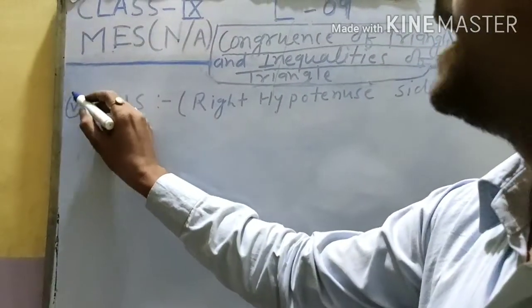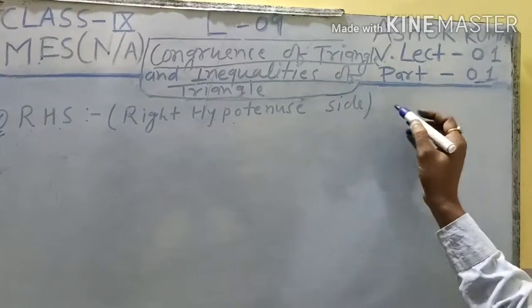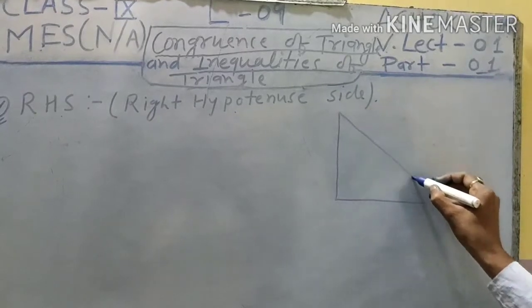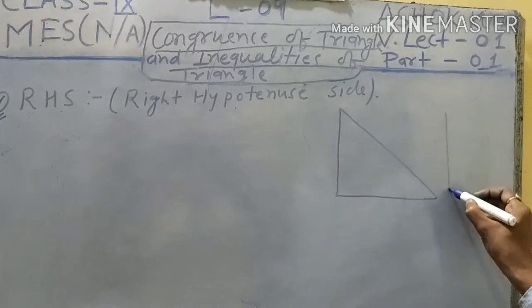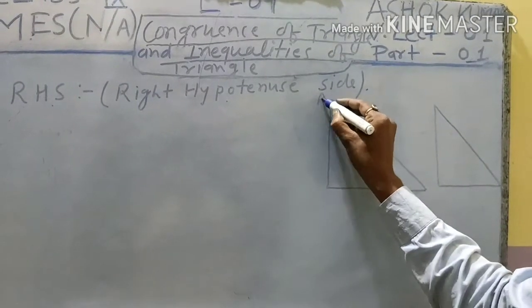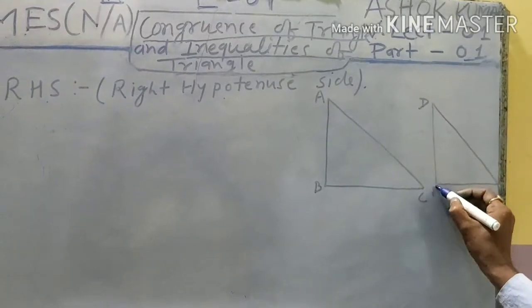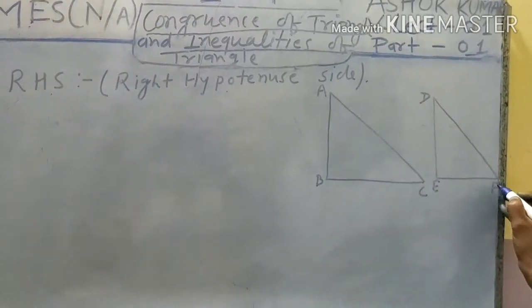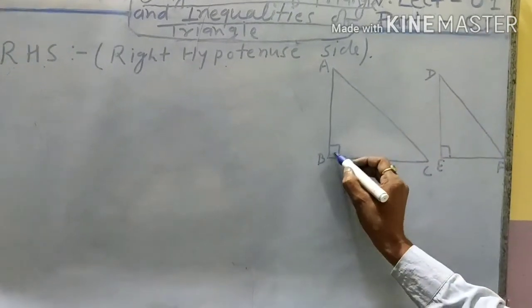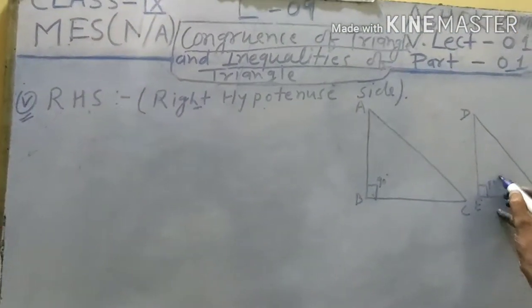RHS, the last type, is the RHS, right hypotenuse side. Take two triangles here, and this is the other triangle. A, B, C, D, E, F. This angle is 90 degrees. This is the right, right means right angle triangle. This angle is 90 degrees. This angle is also 90 degrees.